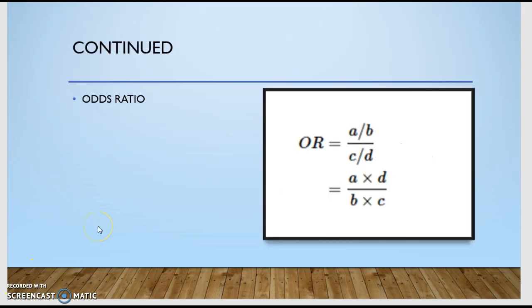For this formula, we'll be looking at the odds ratio, and we can see there's a couple different ways to compute it, but this would be our common formula or method we're going to be using a little bit later on for our assignment.